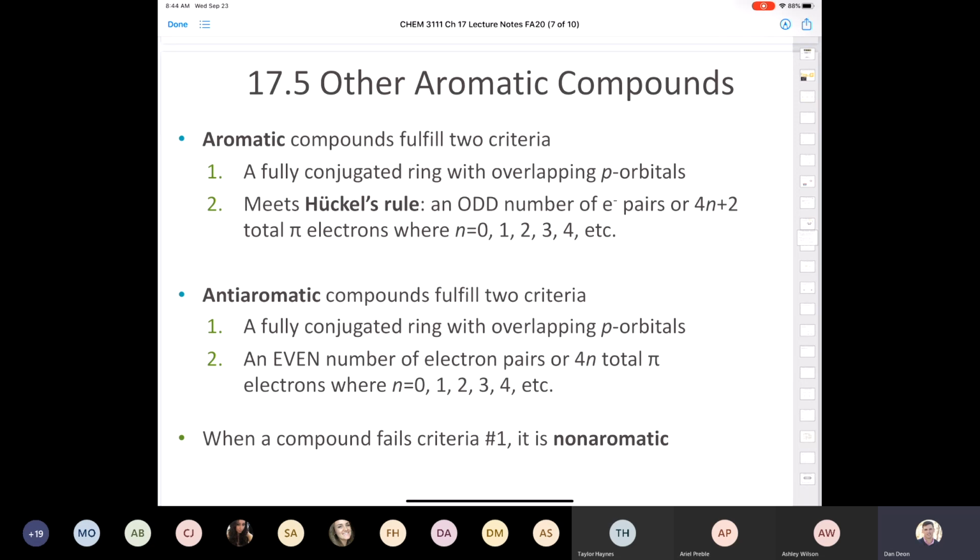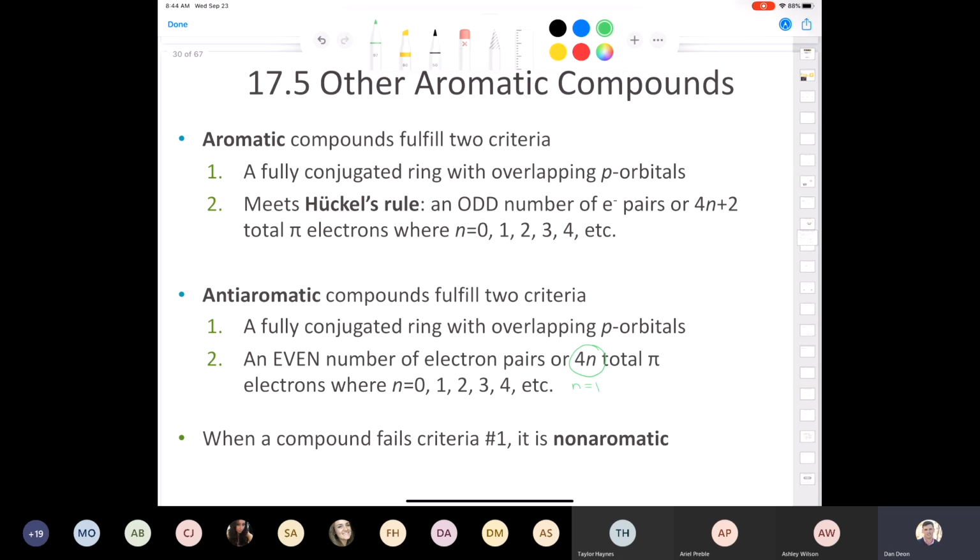A fully conjugated ring, overlapping p orbitals. You're like, that's the same rule as the first one, yeah? Anyhow, but they have an even number of electron pairs. So instead of 4n plus 2, you have 4n, okay? So if you have 4n where n is equal to 0, you'd have 0. So that doesn't work, so we'll just delete that.